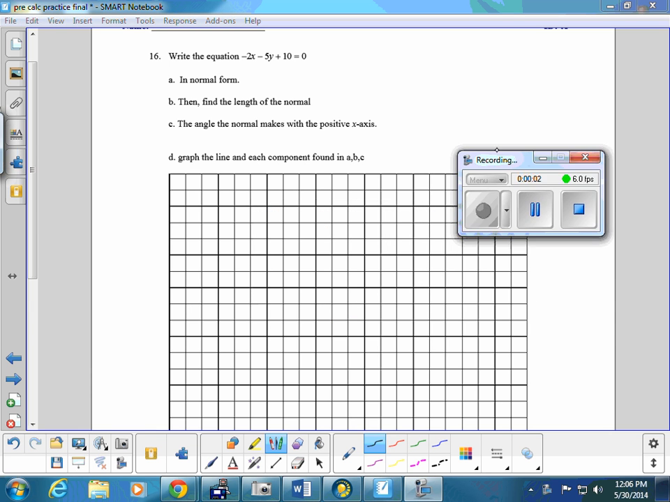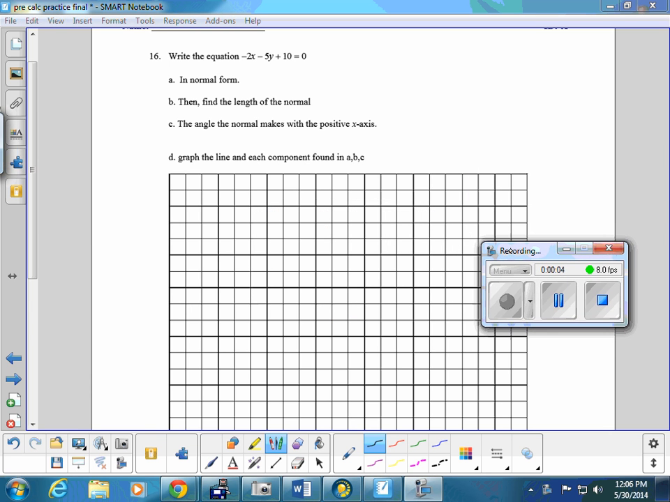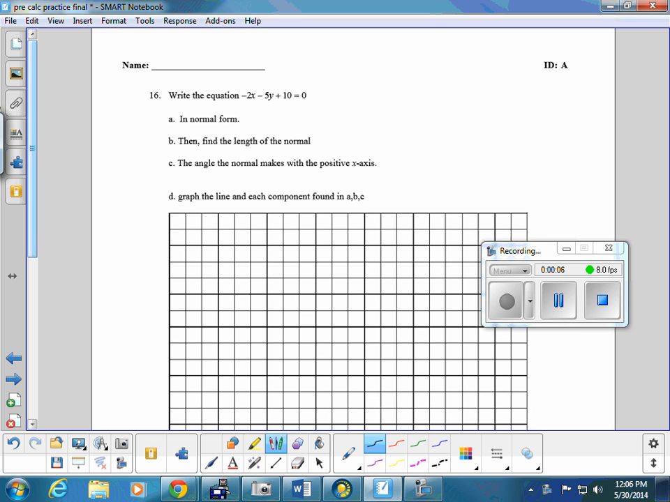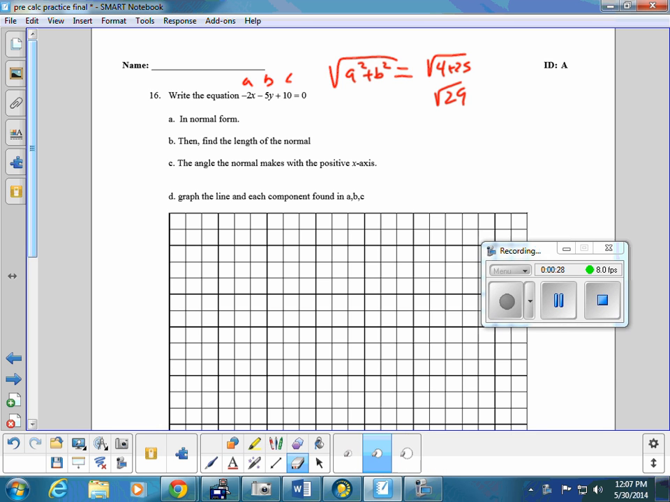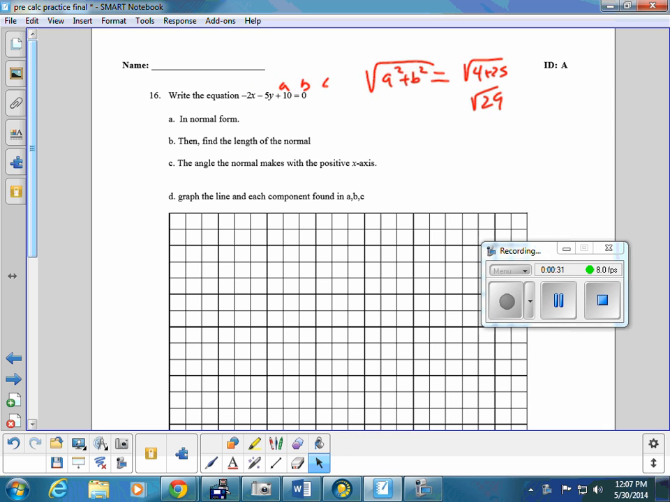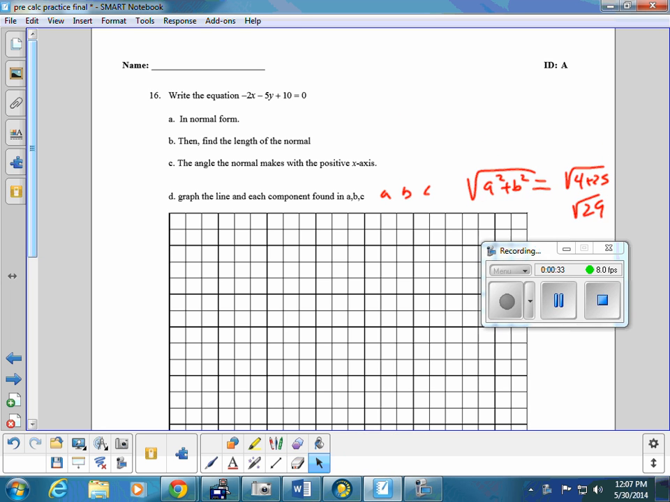Okay, this would be how to do question 16, normal form. First of all, this is A and B and C. And we need to figure out what the square root of A squared plus B squared is. And in this particular question, it would be the square root of 4 plus 25, which is the square root of 29.